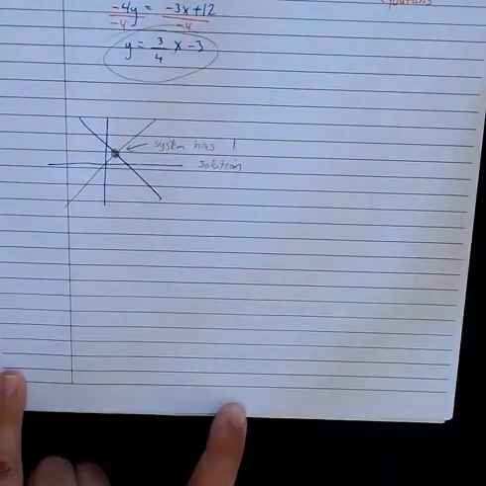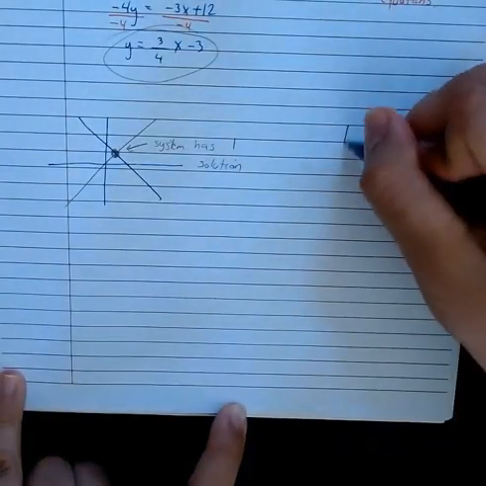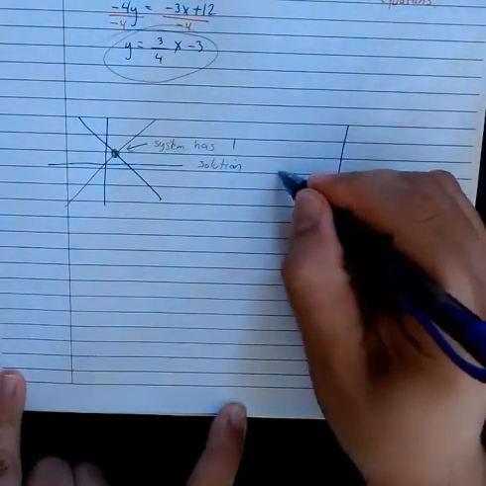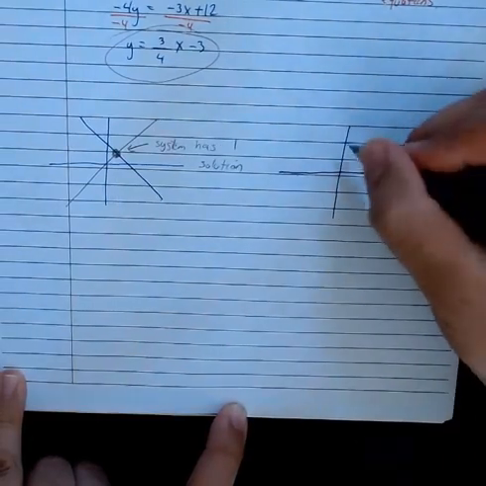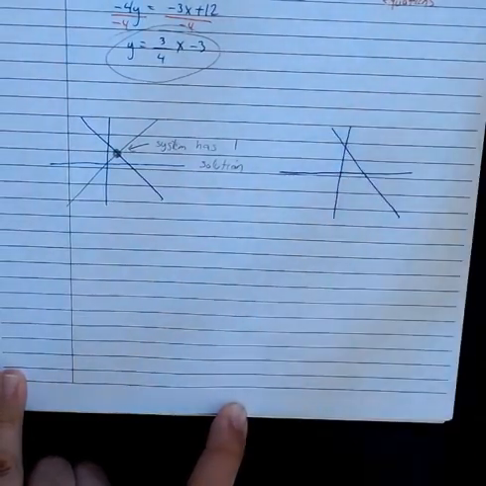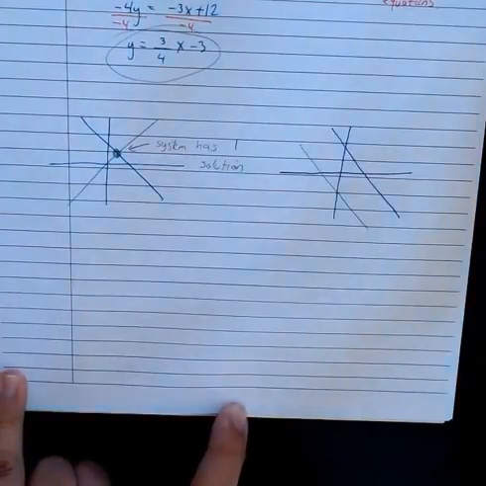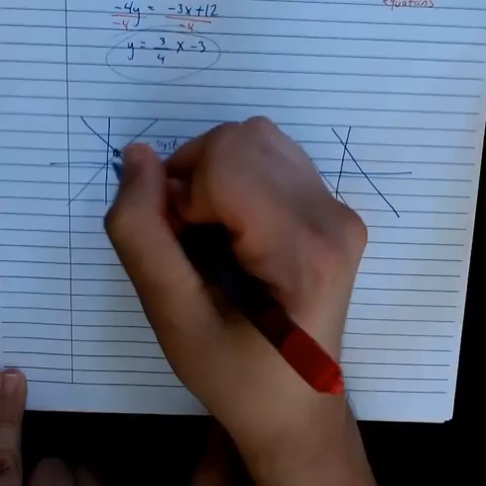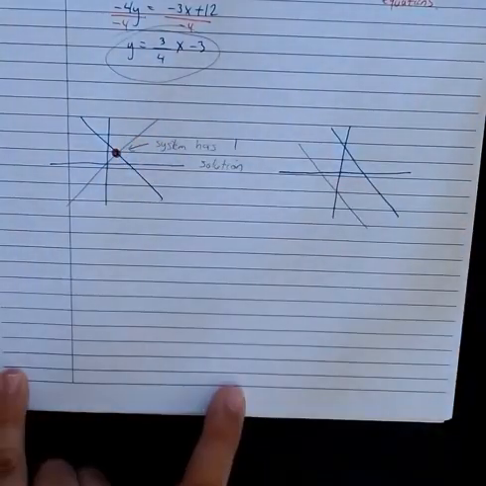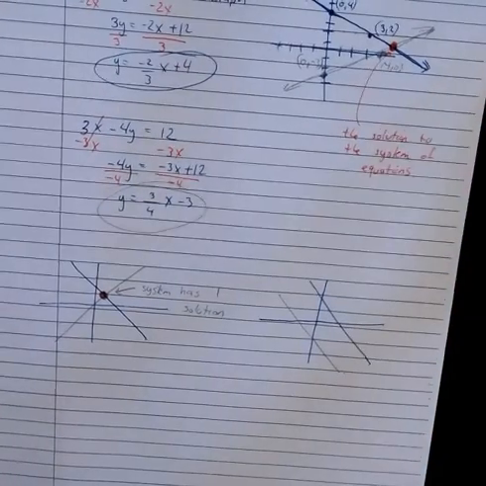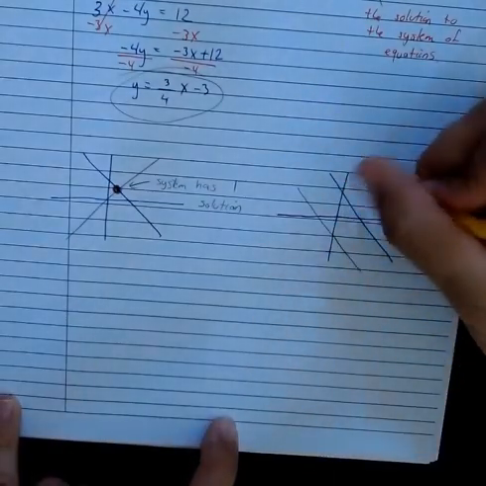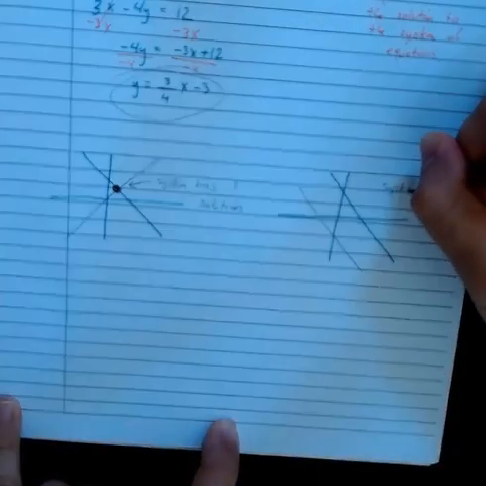Now, there's another possibility. It's possible that your two linear equations just never cross. It's possible to have parallel lines. Lines that have the same slope would not cross. So here, your system would not have any solutions, because after all, the solution to the system is where they would cross. So here, the system has no solutions.